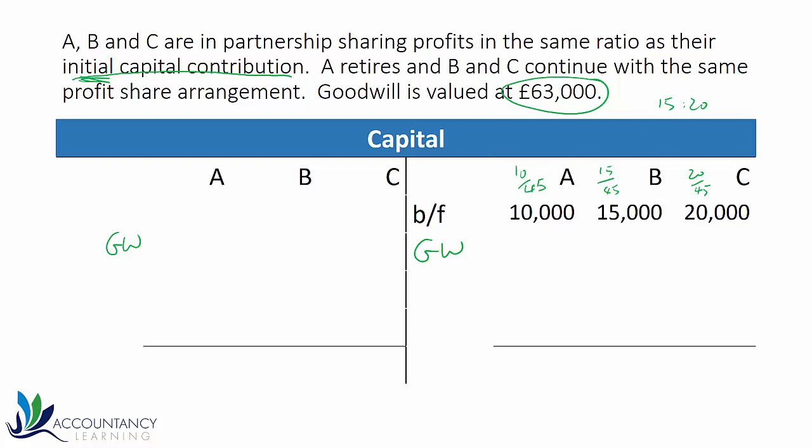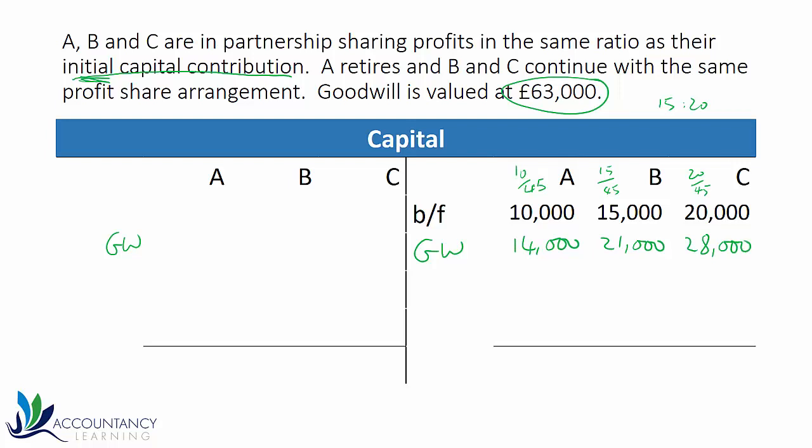So what we need to do then, first of all, is share the goodwill between the three partners before the retirement. So we share the 63,000 in the ratio of 10 to 15 to 20. So 10/45ths of 63,000 is going to be 14,000 for partner A. And then 15/45ths of 63,000 will give us 21,000 for partner B. And then 20/45ths of 63,000 will give us 28,000 for partner C.